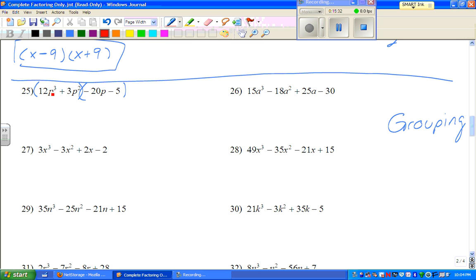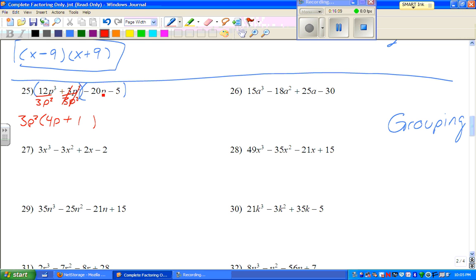Let's look at the first parentheses. 12p to the third and 3p squared. What is the GCF here? 12 and 3 are both divisible by 3. I've got 3 p's in the first one and 2 p's in the second one, so I can take 2 p's from each one. So, if I take 3p squared, what would be left? 12 divided by 3 is 4. I had 3 p's, but I took 2 out, so that's p. And then over here, you notice how 3's cancel and p's cancel? Everything cancels. But anything divided by itself is 1.